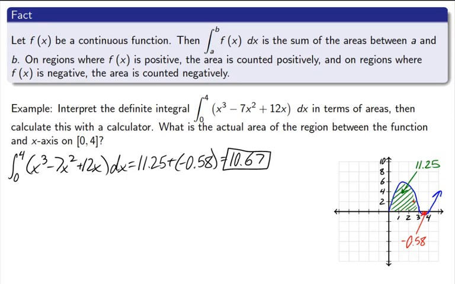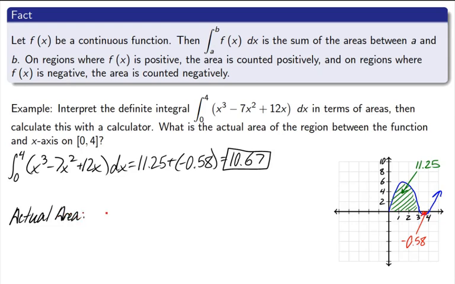So this area we counted positive, and this area we counted negative. If we're talking about actual area, there's no such thing as negative area. So I will give you one example here, and in the future, this whole actual area concept we won't do because I don't want to confuse you in the future. Regardless, the actual area is going to treat everything as a positive number.